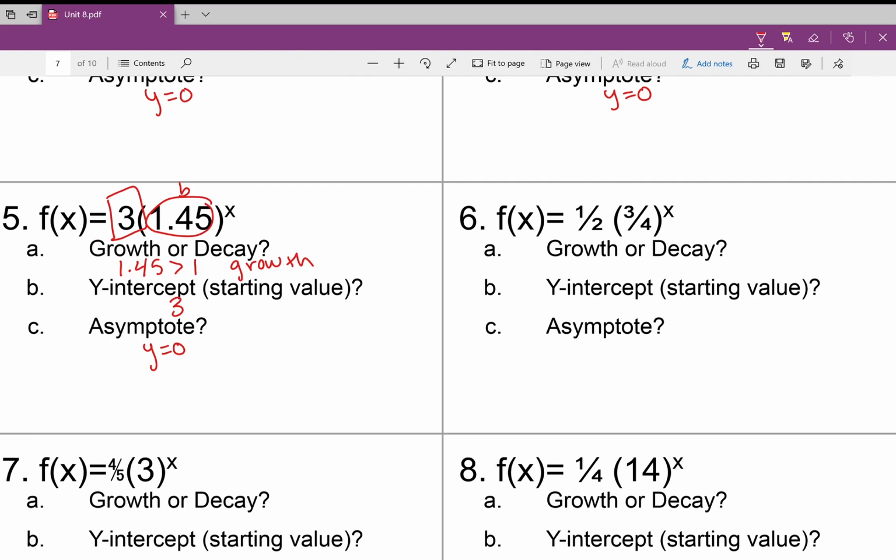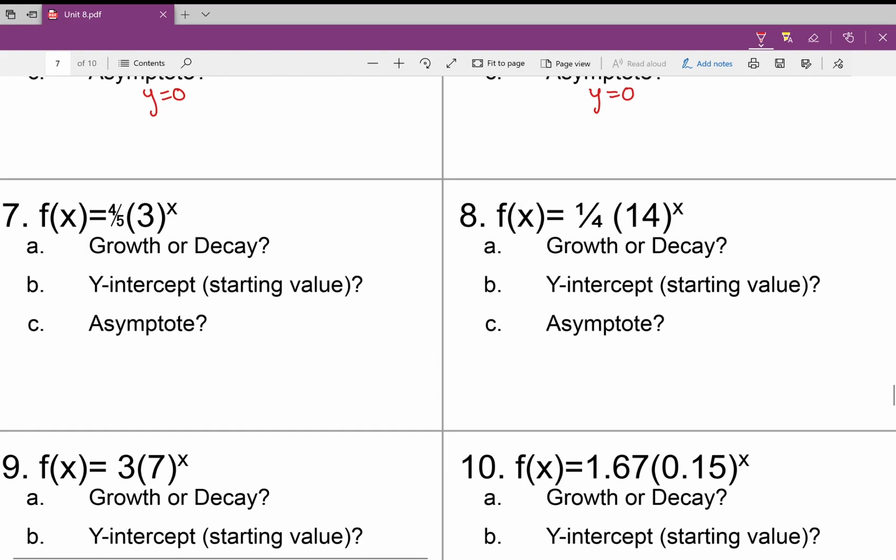Okay. Now you're working on number 6. So what you should have put for growth or decay is you should have looked inside the parentheses and noticed that 3/4 is the b value. Well, 3/4 is less than 1, so this is a decay. And then you look at the y-intercept, which is outside of the parentheses, and you know it's 1/2. And then the asymptote is always y equals 0.